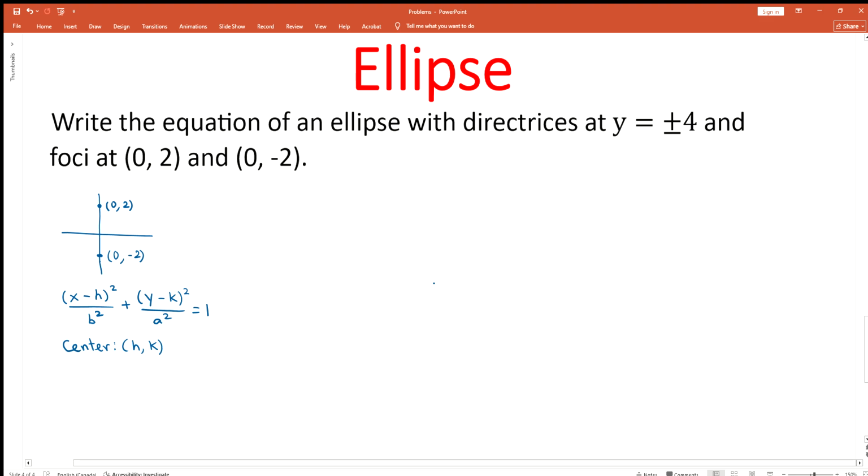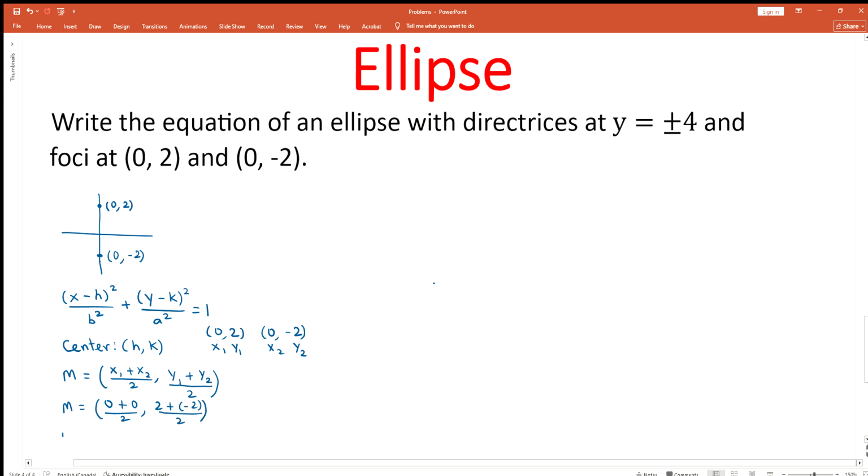The midpoint formula is (x1 + x2) divided by 2, (y1 + y2) divided by 2. The given foci points are (0, 2) and (0, -2). We can label one of these points as (x1, y1), the other one as (x2, y2). Next, we can sub in these values in the midpoint formula. So we get (0 + 0) over 2 and (2 + -2) over 2.